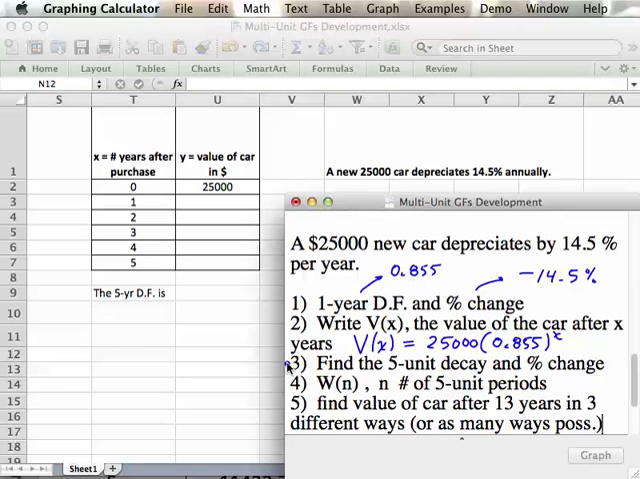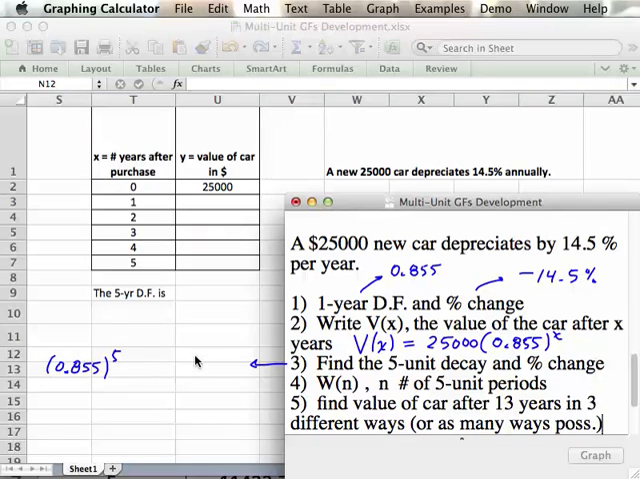Power of 5. Okay, so for number 3, he took 0.855 to the power of 5. What do we think? Yeah, because you imagine every year going by, you're going to multiply by that. And so after 5 years, how many times will you have multiplied by that? 5 times.